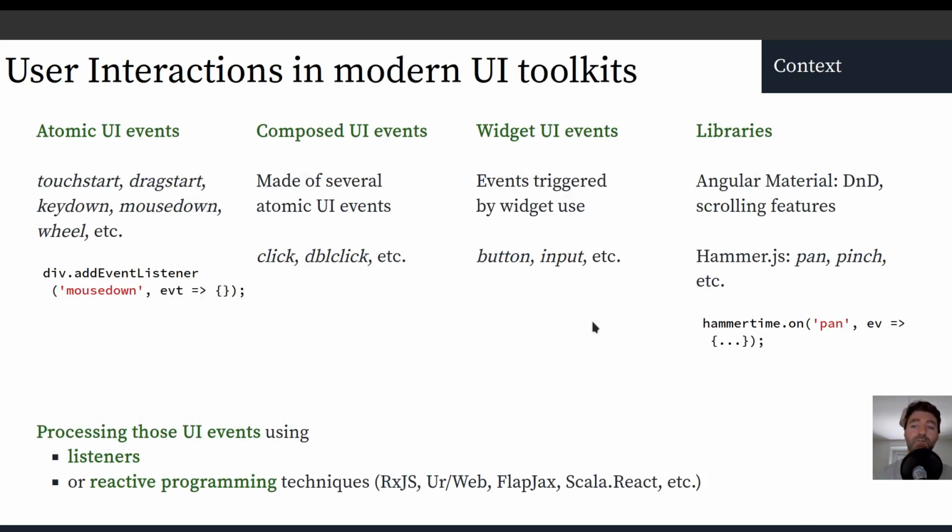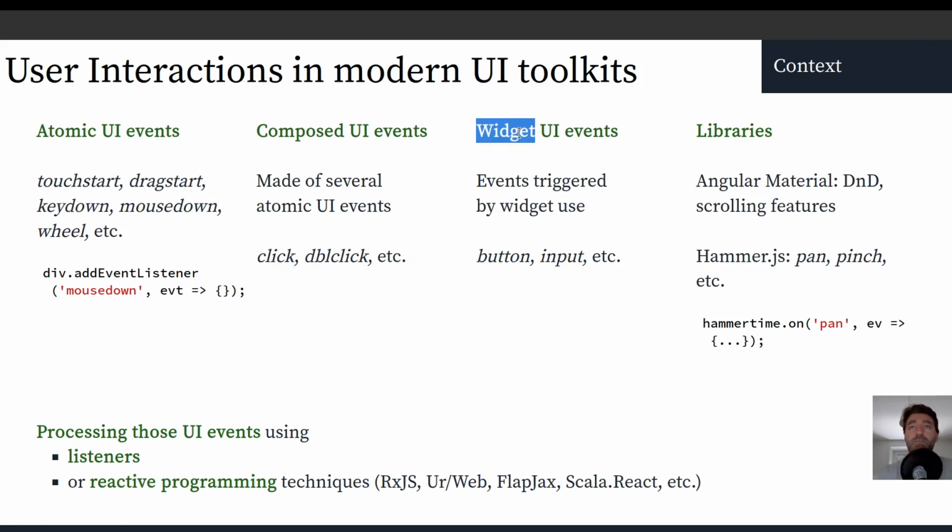Currently, the software industry focuses on user interface events to develop the interactive part of software user interfaces. We have atomic events such as the touch start. We have composed events such as the click, which is in fact a user interaction composed of a mouse down and then a mouse up. But for simplicity, we consider a click as a single event.